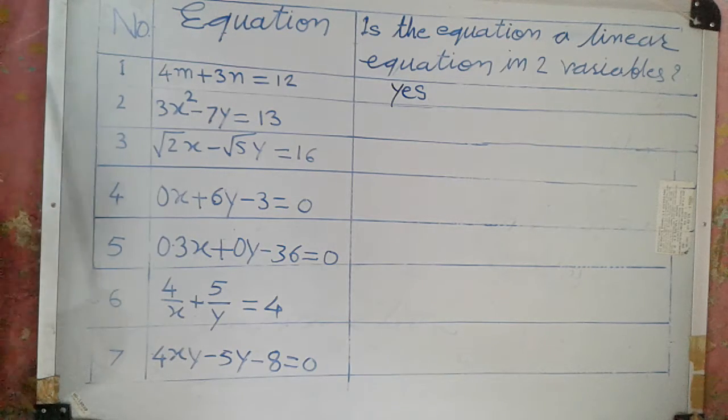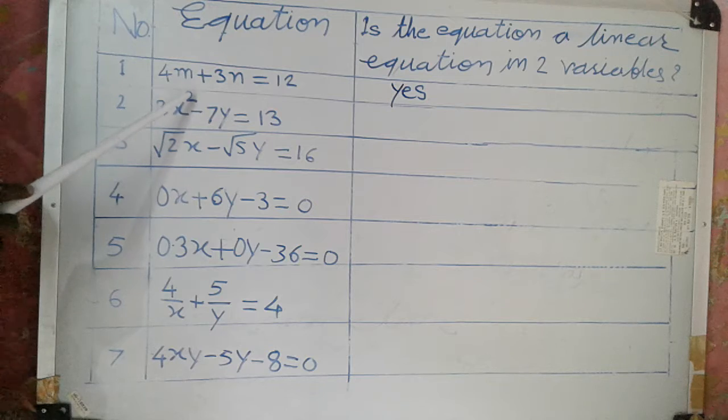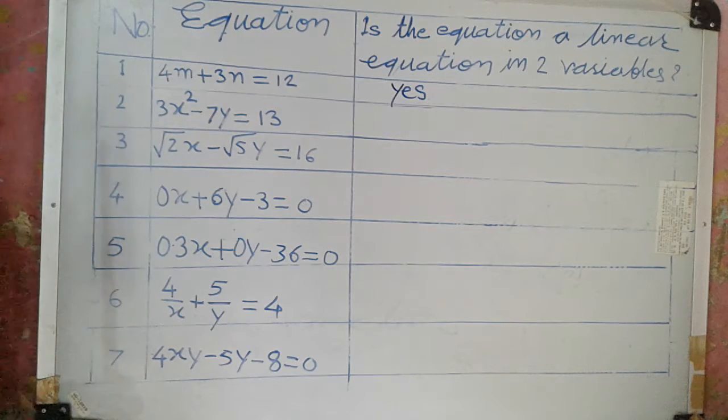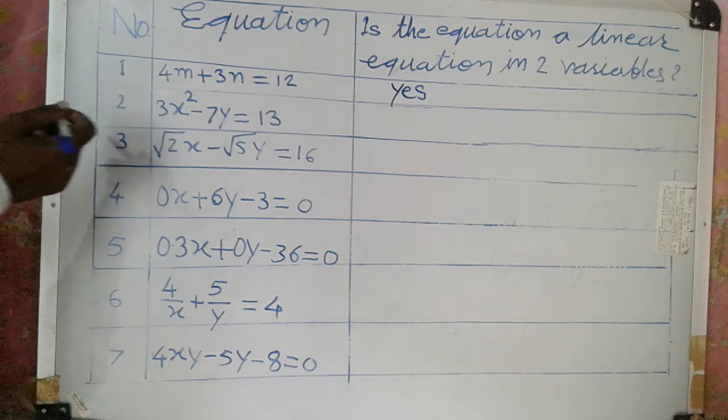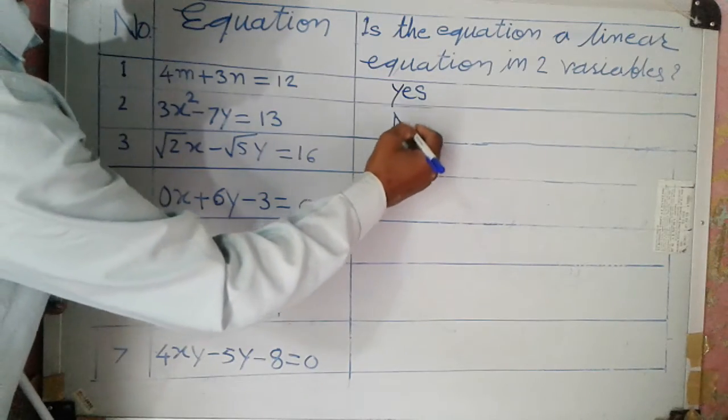Here there are two variables, but the degree of variable x is 2. And if the degree is 2, then it is not a linear equation. So, according to the definition, here the degree of the first term containing a variable is 2 and it is not 1. Therefore, it is not a linear equation. The answer is no.